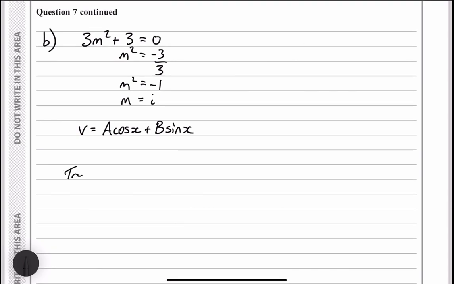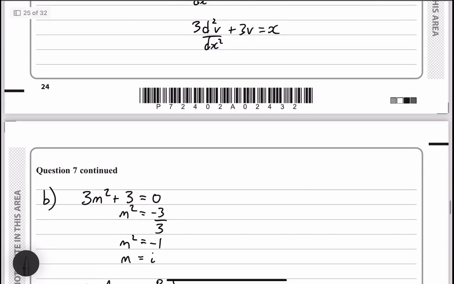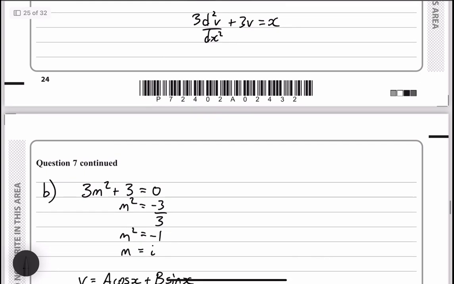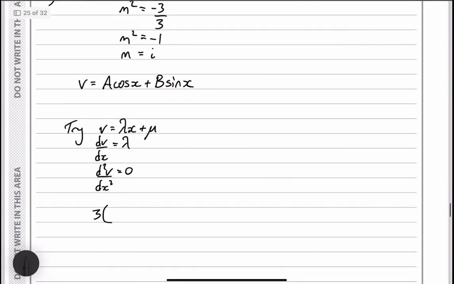So let's try v is equal to lambda x plus mu, dv by dx then is equal to lambda. Second derivative is 0, which is nice because we don't have a first derivative, and the second derivative is 0, just gives us 3 lots of v equals x. So 3 lots of lambda x plus mu.